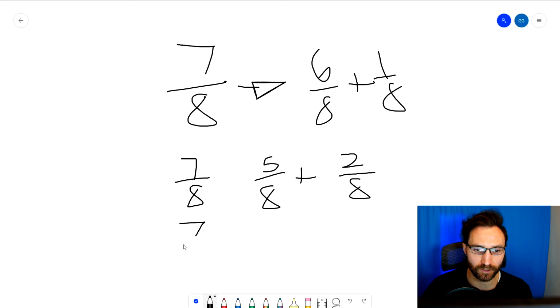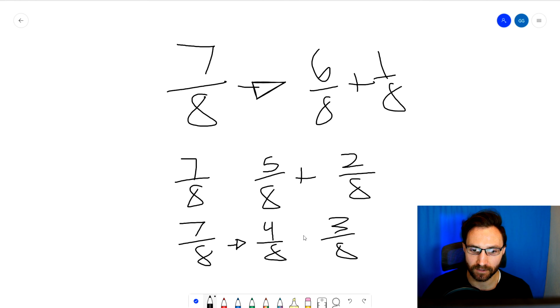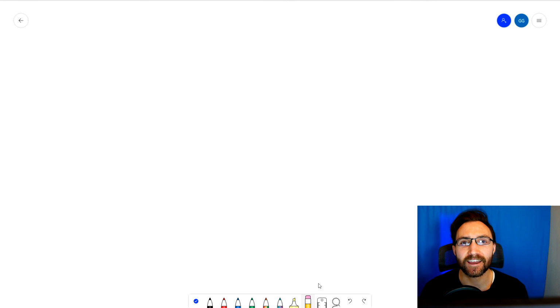Let's decompose one more time. 7/8 can be decomposed to 4/8. If we took away 4 from 7, 7 minus 4, what's left over? 3/8. So that is a way to decompose, which will help us in future activities and lessons. So that is our lesson for today.